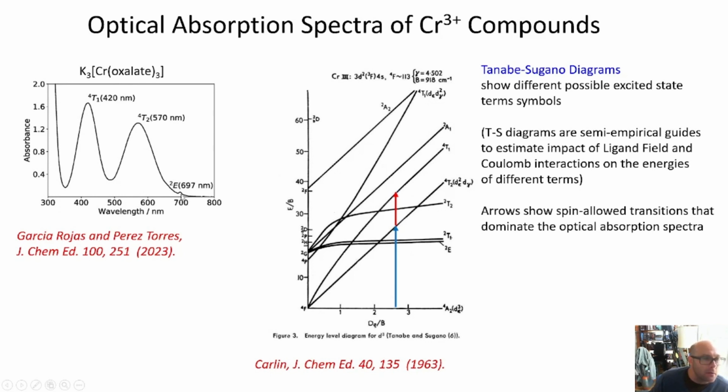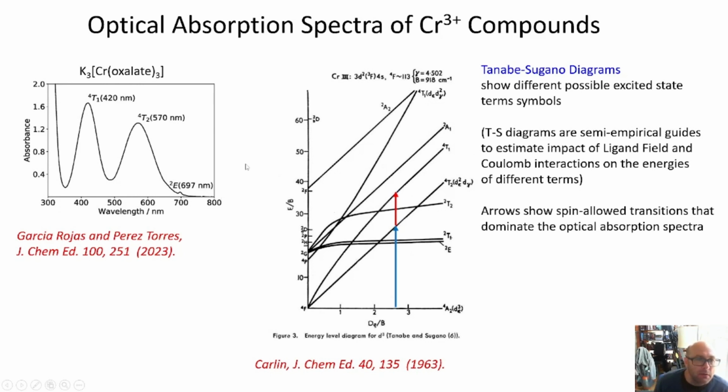And then interestingly, you can see a weak absorption down on the leading edge of the quartet 2 that is assigned as the doublet E, which is a different configuration that is spin forbidden but still has a really weak absorption in this particular compound.